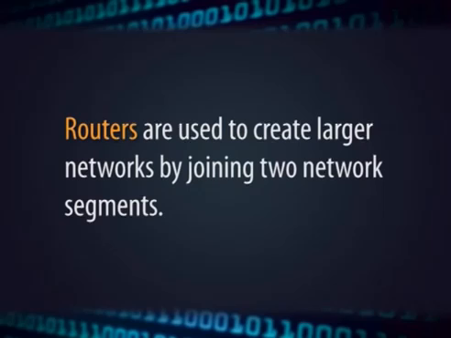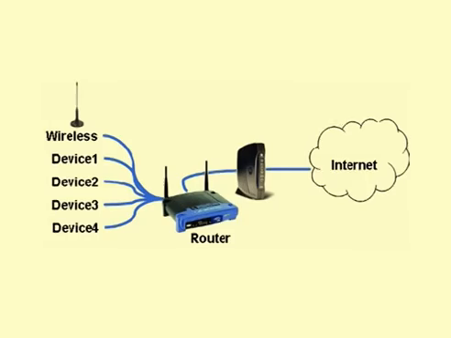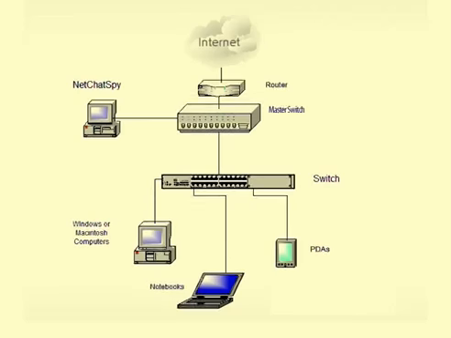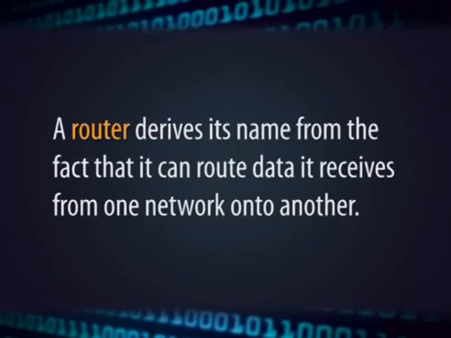In a common configuration, routers are used to create larger networks by joining two network segments, such as a SOHO router used to connect a user to the internet. A router can be a dedicated hardware device or a computer system with more than one network interface and the appropriate routing software. All modern network operating systems include the functionality to act as a router. A router derives its name from the fact that it can route data it receives from one network onto another.